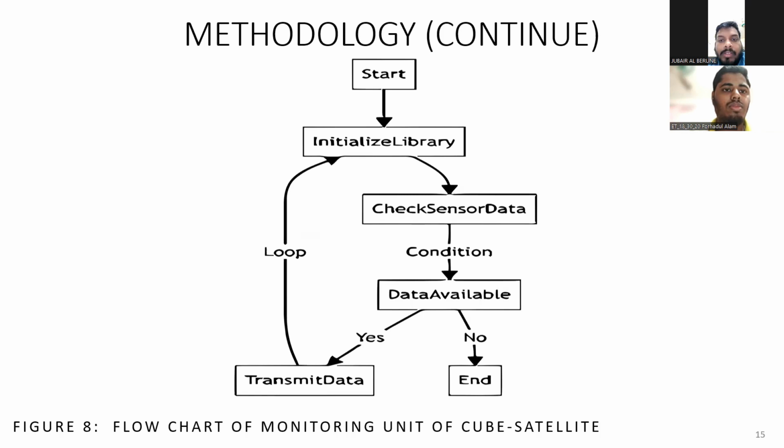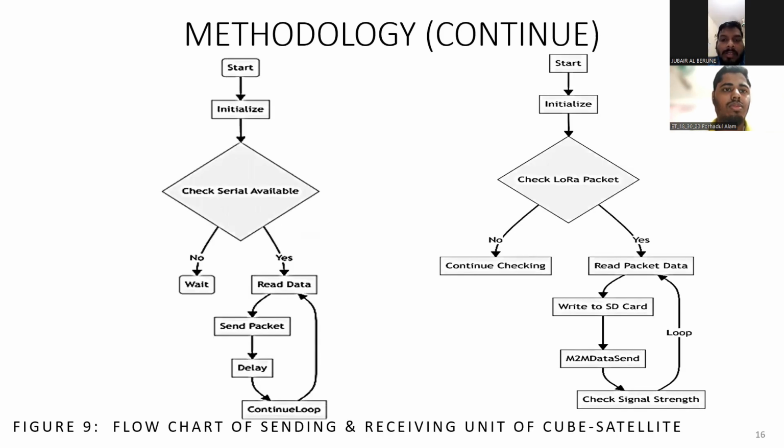The receiving unit's flowchart initiates library initialization for the LoRa and SD card modules, then checks for incoming data. If data is available, it stores it on the SD card and sends it to the sending unit via M2M communication. This process continues to receive and forward data to the sending unit in a continuous loop.